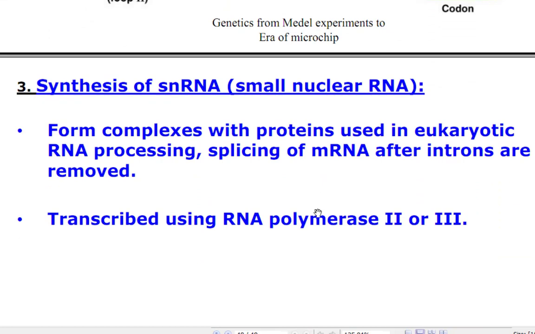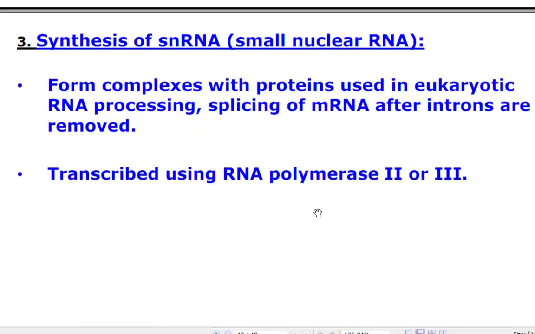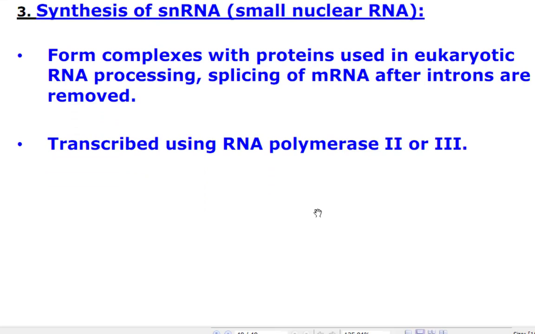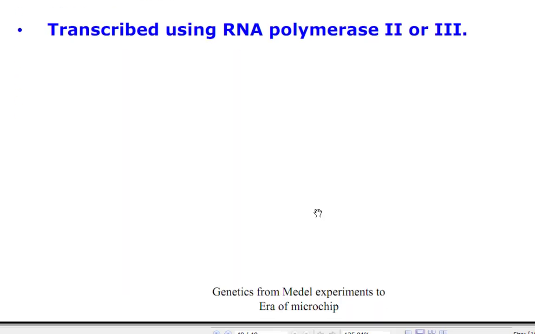Synthesis of small nuclear RNA, which forms complexes with protein used in eukaryotic RNA processing. Splicing of messenger RNA after introns are removed, transcribed using RNA polymerase II and III.